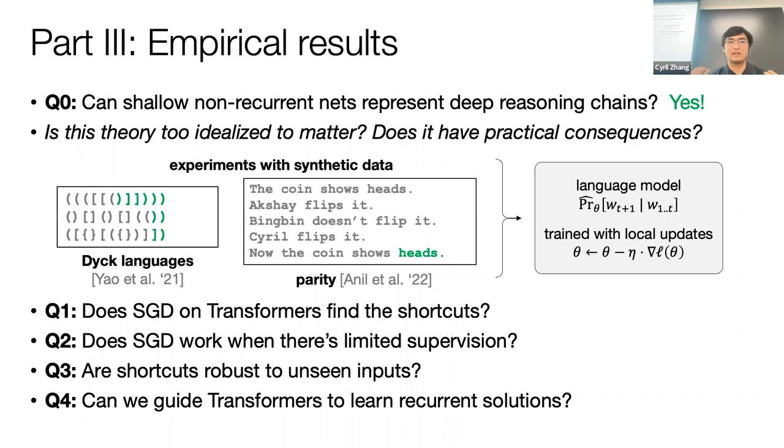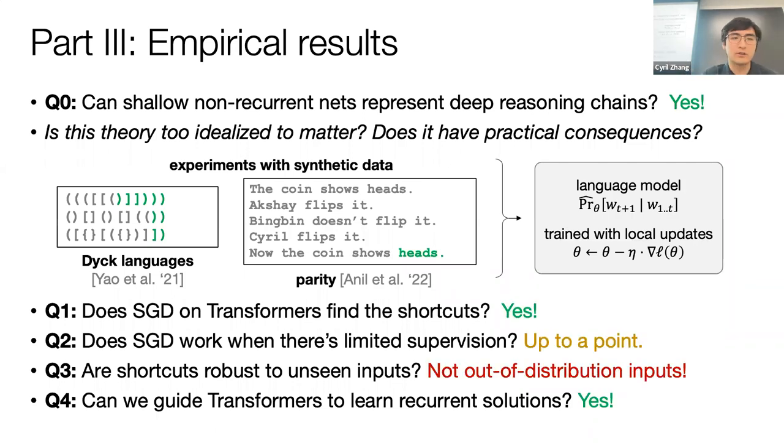Finally, transformers have this non-recurrent mode of outputting the whole sequence at once. Can we actually force the transformer to learn the state simulation solution? For spoilers, the answers are yes, yes up to a point. Certainly we can learn the recurrent solutions, but we have actually identified in this research a potential drawback of transformers for simulating long reasoning chains that may apply to practice.